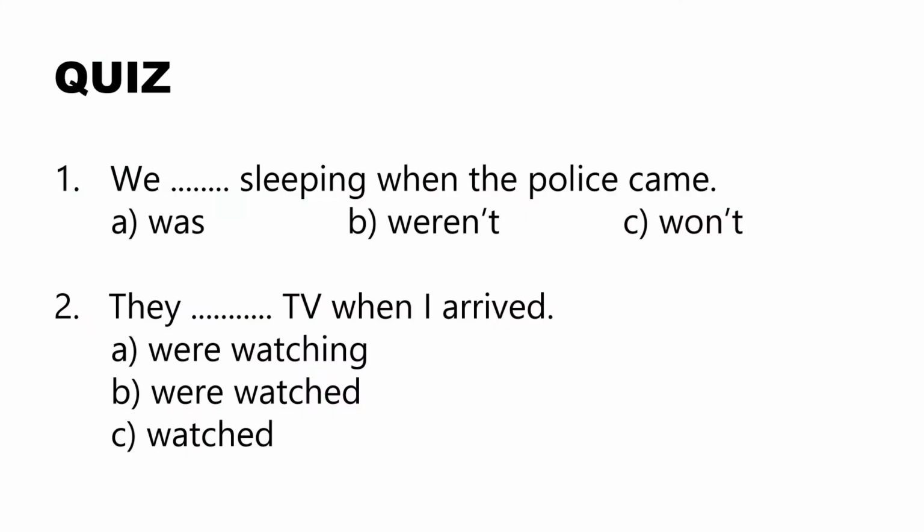Okay, quiz time for past continuous tense. First, we, what, sleeping when the police came. A, was. B, weren't. C, won. Got the answer? The answer is B, weren't. Second, they, why, TV when I arrived. A, were watching. B, were what. C, what. What's the answer? Okay, the answer is A, were watching.